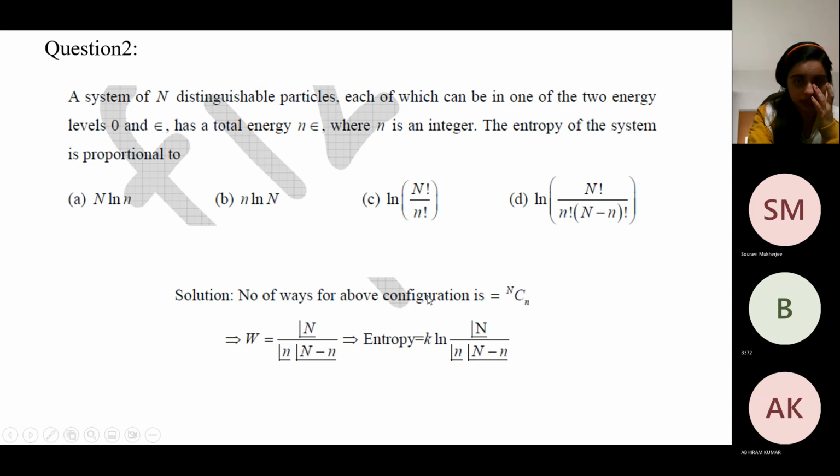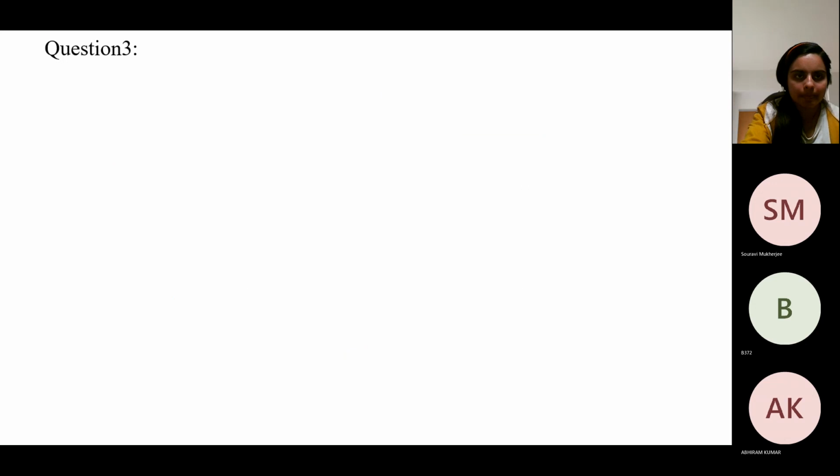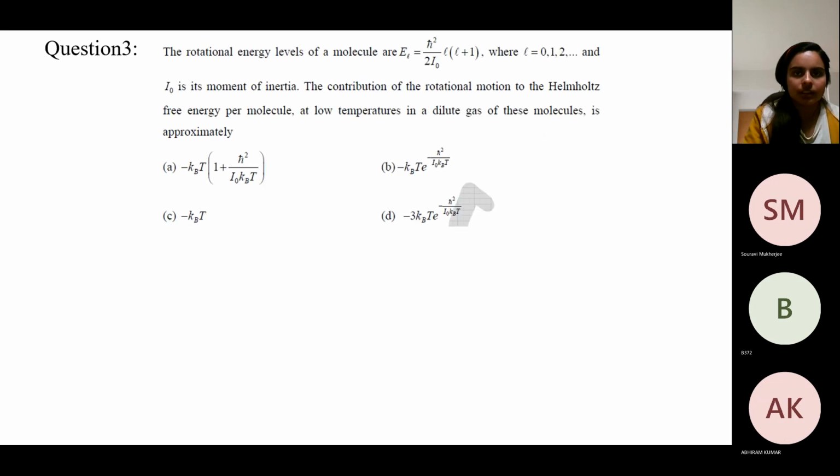So it's a very simple question. Similar combination and permutation concepts would be useful if you have to find the number of microstates in different questions. Okay, so now the next question.